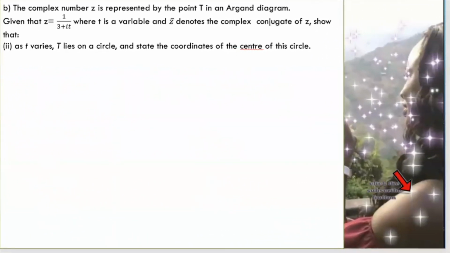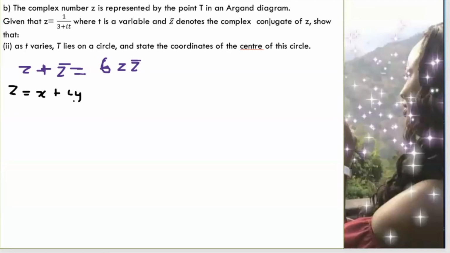Now the final question states that we need to show that as t varies, z lies on a circle. And I need to state the coordinates of the center of the circle. Now the information we know is from part 1 that z plus z bar is equal to 6 times z bar times z. We know that z, you will have a complex number in this form, x plus iy. Remember they say t varies.